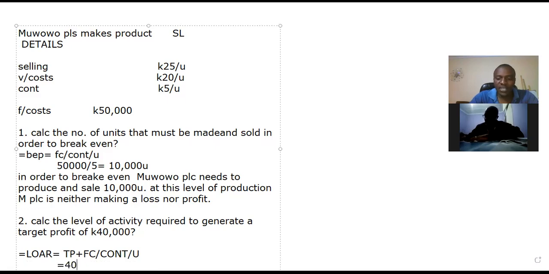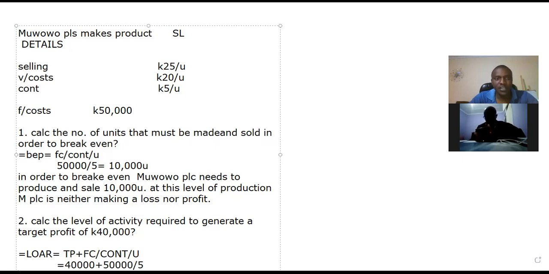40,000. You are fantastic. Then we say we add to this how much the fixed costs, 50,000. Then we divide the solution by how much? By kwacha 5. Did you see that, guys? What we now have here, guys, is a beautiful solution.